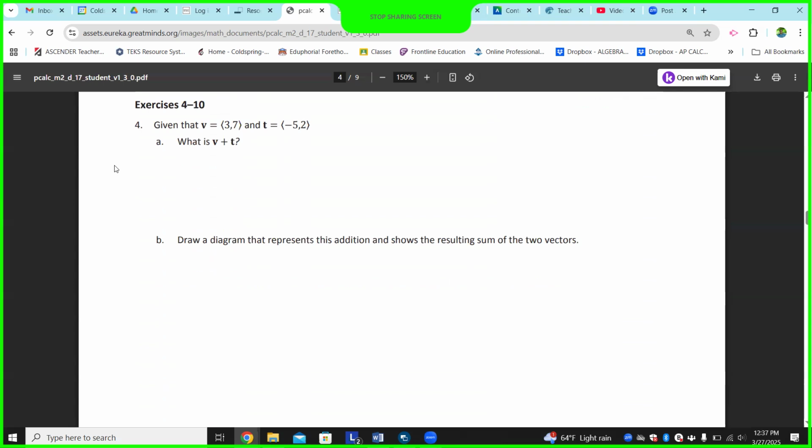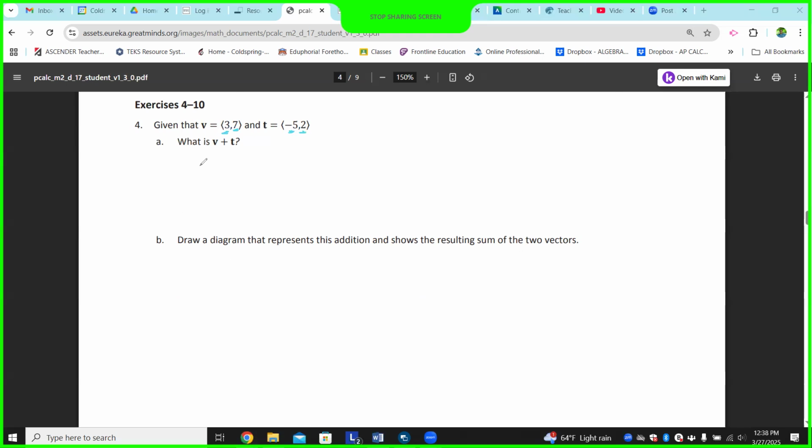So given that the vector v is equal to 3, 7, and t is equal to negative 5, 2, how would I figure out v plus t? Add what specifically? Very good. You want to add the x values, or you could also say the horizontal movement, and then add it to your vertical movement. And that was simply all you had to do. And that's it. Told you I like this a little bit better.